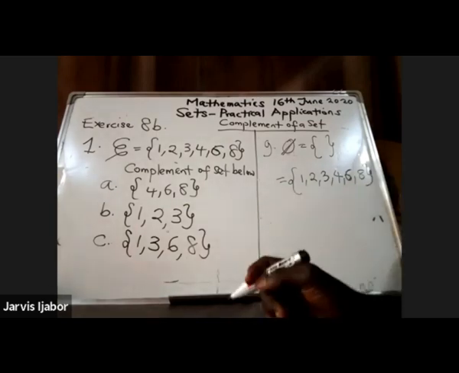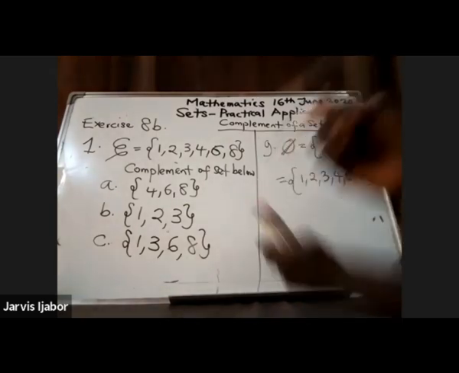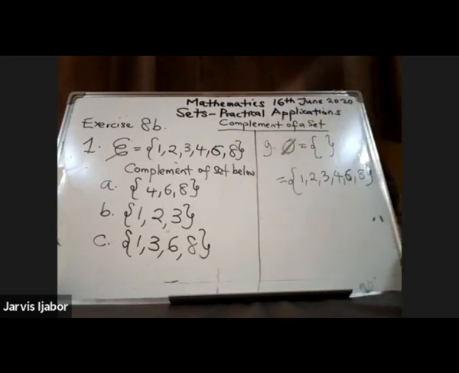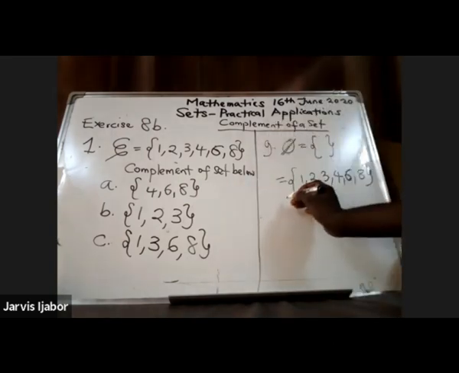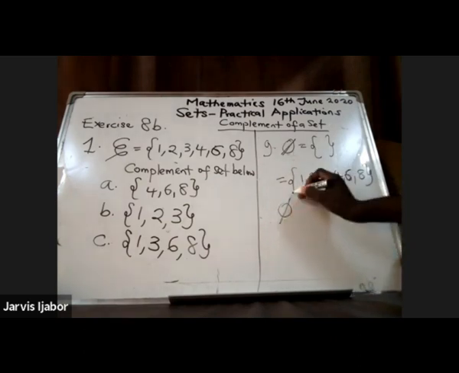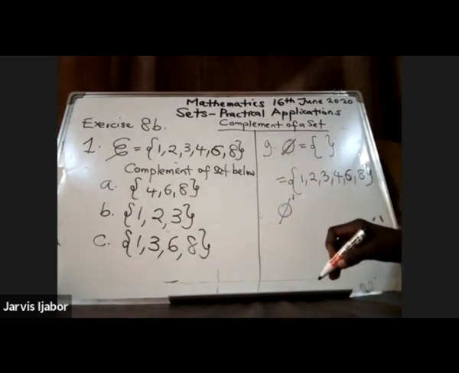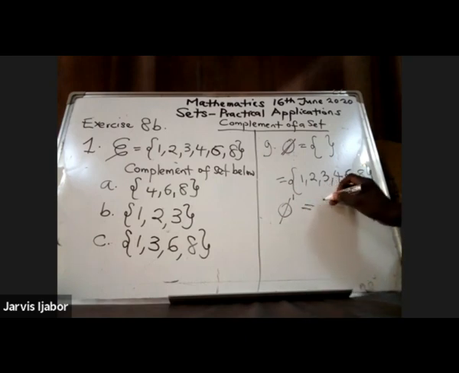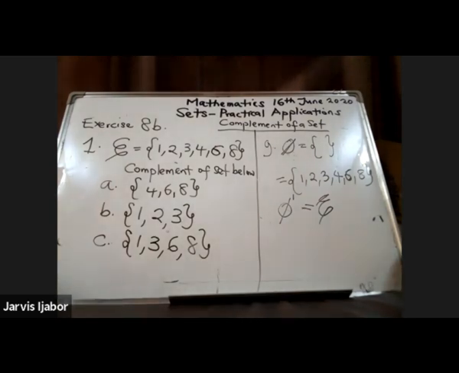So that's what that will be. All right. So what it means from here now is that the complement of an empty set is the universal set. So take note of that. The complement of an empty set is the universal set. That's a very important knowledge you need to have.